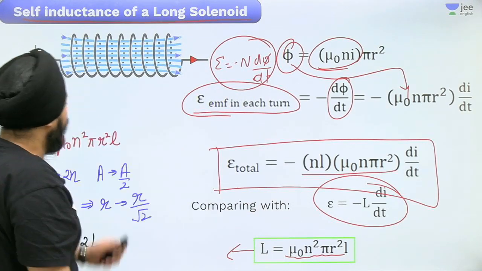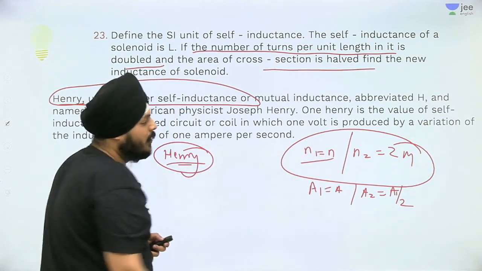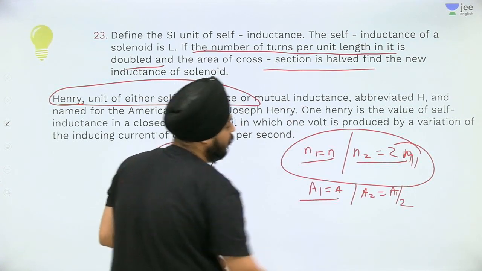Now see how to move forward. We have seen the data now. N1 is equal to N and N2 is equal to twice of N1. Similarly, area A1 is equal to A.